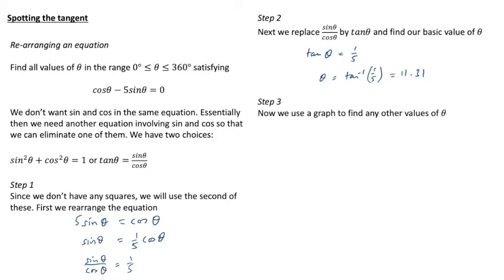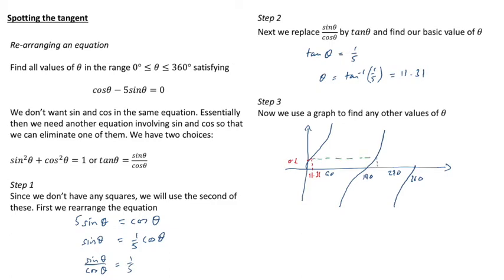Step 3, now we can use a graph or CAST or one of the trig equivalences to find any other values of theta. So we're going to use a graph, and there is tan between 0 and 360, and we mark our original solution. So I've put 1/5 as 0.2 because it is equal to 0.2. We then go across and down, and that is 180 along from the original, or we can think of it as the original little distance of 11.31, which you can see there from 180. Either way, that gives us 180 plus 11.31, which is 191.31.